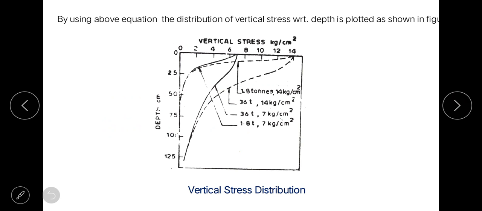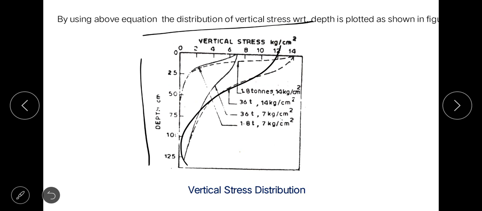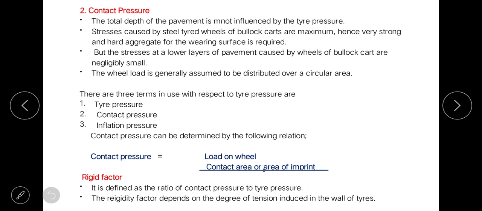By using the above equation, the distribution of vertical stress with respect to depth is plotted as shown in the figure. So whatever values you get, with respect to depth and vertical stress, you have to plot a curve, whatever may be the pattern. Then contact pressure. The total depth of the pavement is not influenced by the tire, right?